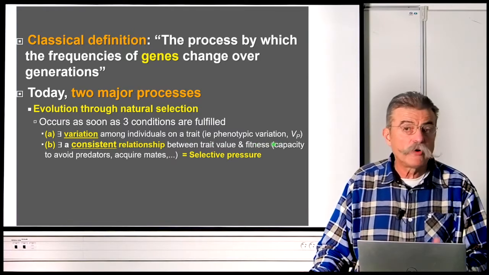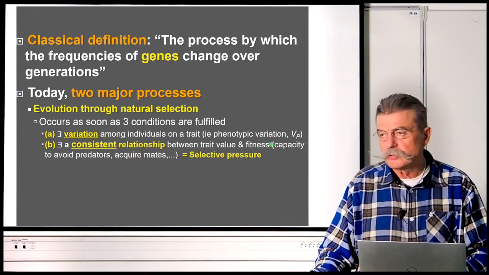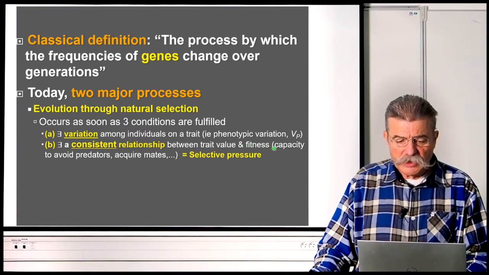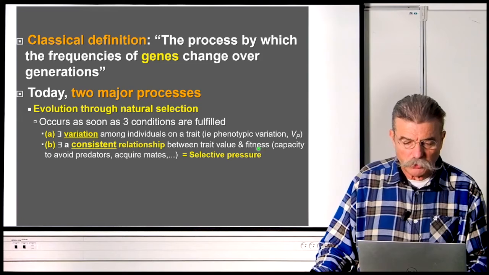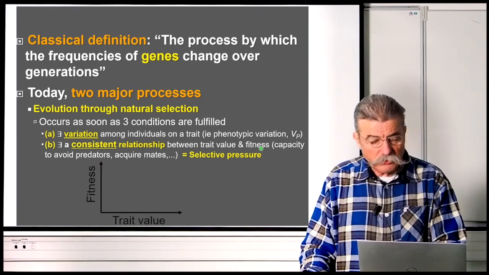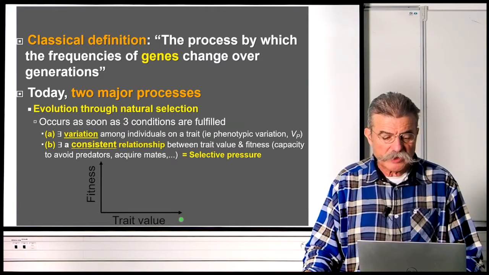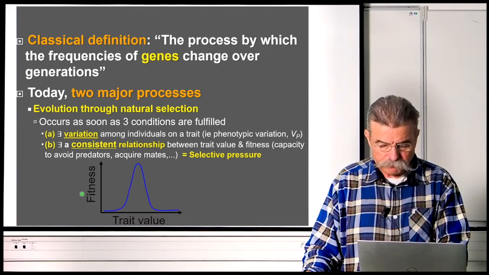That is the capacity to have offspring, which depends on other capacities such as avoiding predators, acquiring mates, food, everything you can think of. And this second condition is classically called selective pressure. And you can visualize it in a very simple way with a graph like this one, in which you've got on the x-axis the trait value, and on the y-axis the fitness.